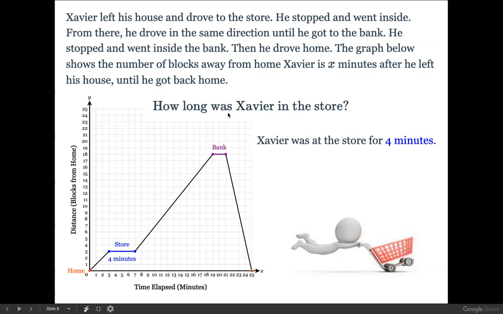So how long was Xavier in the store? That is this section of the graph of 4 minutes.